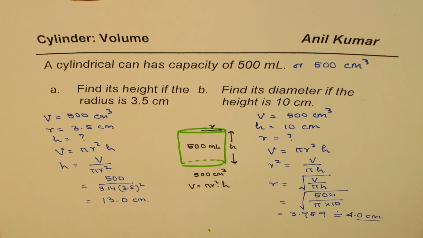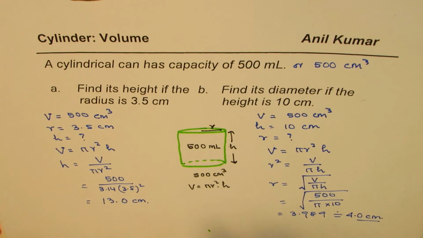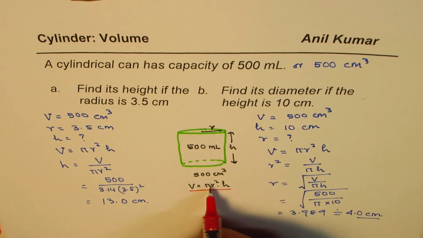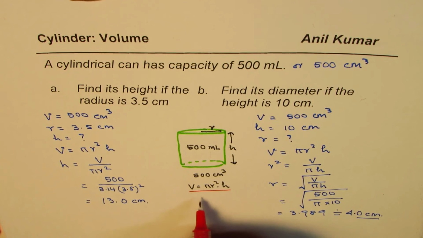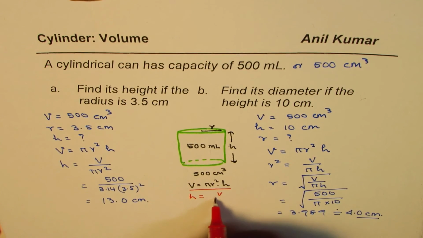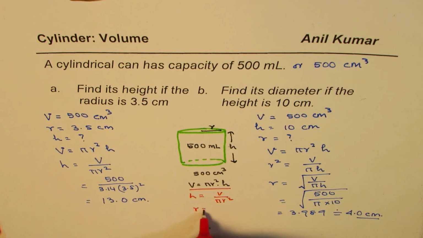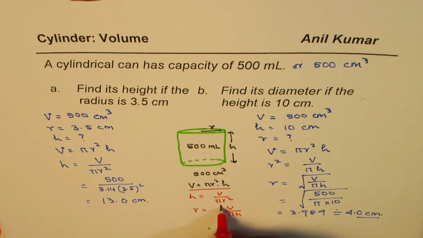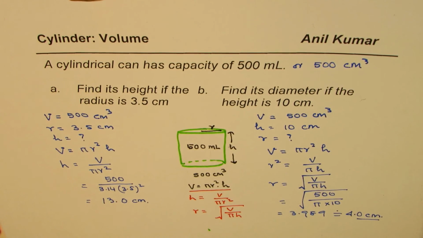I hope that helps. So in this video, we learned how to rearrange radius, height and volume to find one of them when two are given to us, right? So the formulas will be height equals volume divided by pi r square, and radius is equal to the square root of volume divided by pi h. So these are the three formulas which we have applied in this particular video to solve the questions.